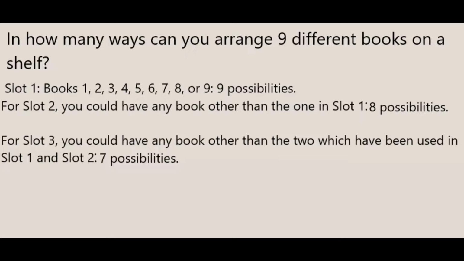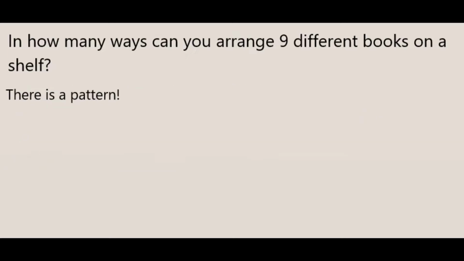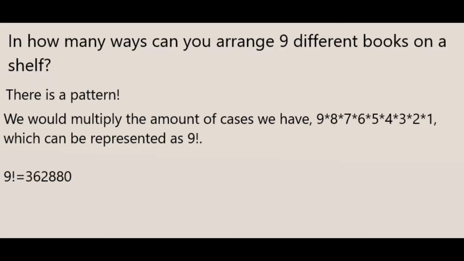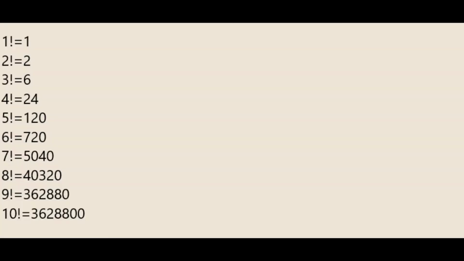and we see a pattern. We have 9 possible books for the first slot, 8 possible books for the second slot, 7 possible books for the third slot, and going further, we see that we are left with only 1 possibility for the 9th slot. Though, how would we find out the number of possibilities? We would multiply the cases, and the reason we multiply will be covered later. We see this is just 9 factorial. Using a calculator, we see that 9 factorial is equivalent to 362880.